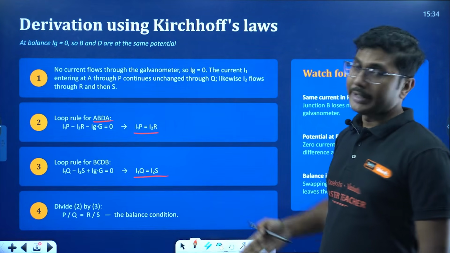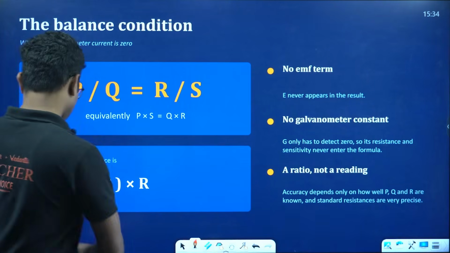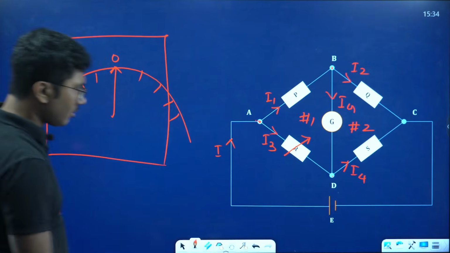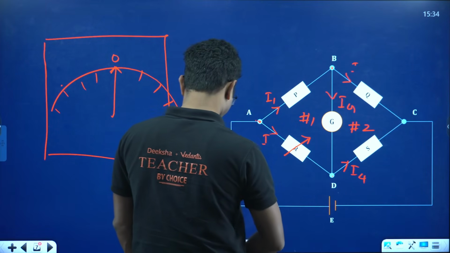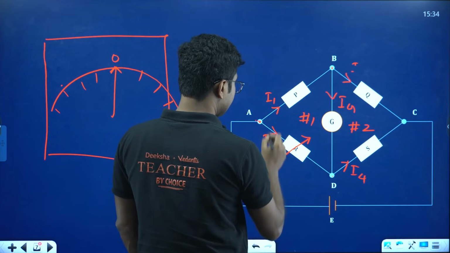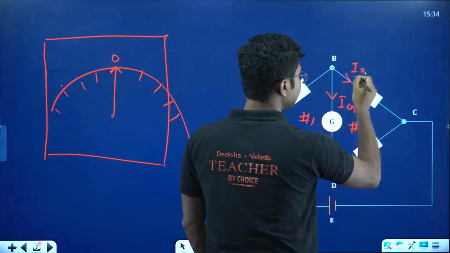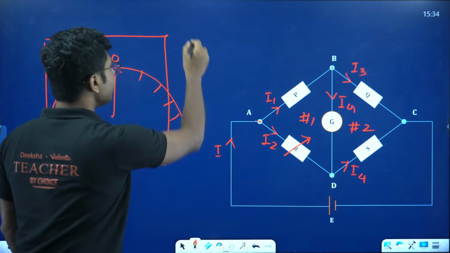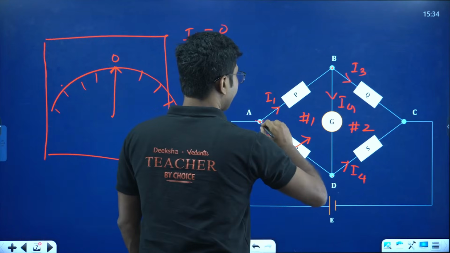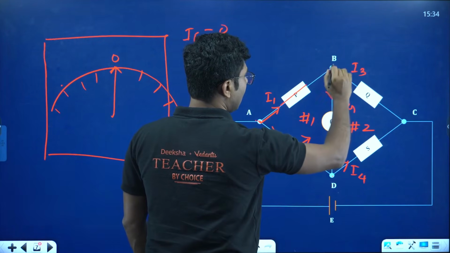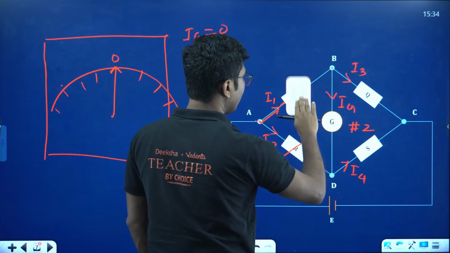Basically, when the Ig is 0, that means what? There is a small correction here. It should be I2. So say this is your I2, this is your I3, this is I4. Now when Ig equals 0, whatever current is passing through this junction, this arm, that definitely should pass through the other wire as well.